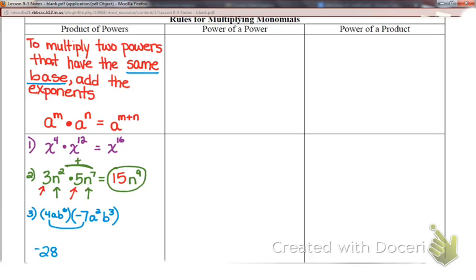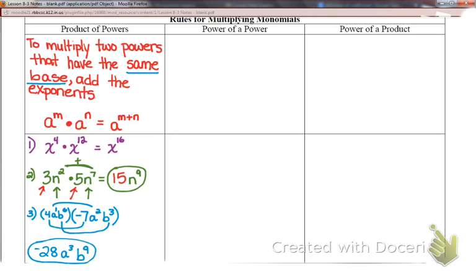Then you work with your a's. This is a, I don't see an exponent, that means it's a to the first times a squared. So I add those exponents together. That's a to the third. And then I look at the b's. This is b to the sixth times b to the third. And again, I add those exponents together, so it's b to the ninth. So that's my answer, -28, a to the third, b to the ninth.